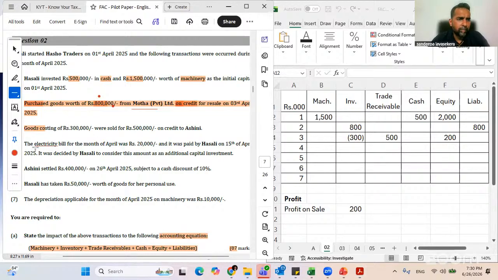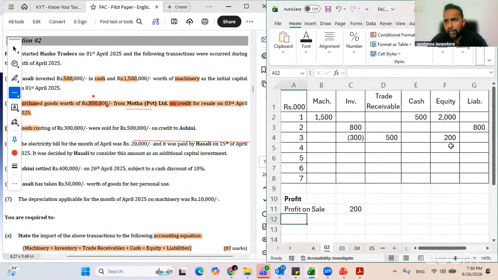Anyway. Electricity bill for the month was 200 and it was paid by Hasali on 15th April. It was decided by Hasali to consider this amount as an additional capital. Now, the electricity bill of the month of April, 200, has been paid by Hasali, the owner, by herself, and it is considered as an additional capital.